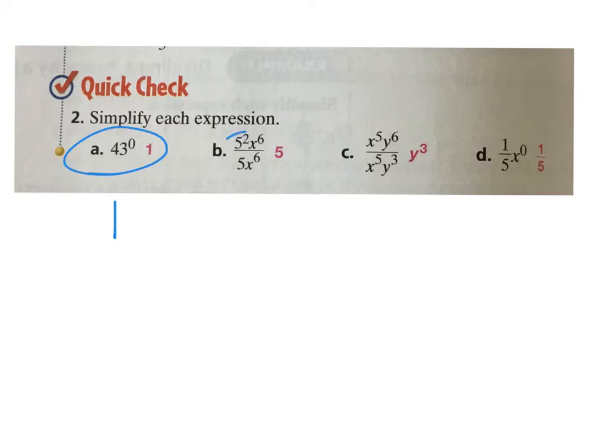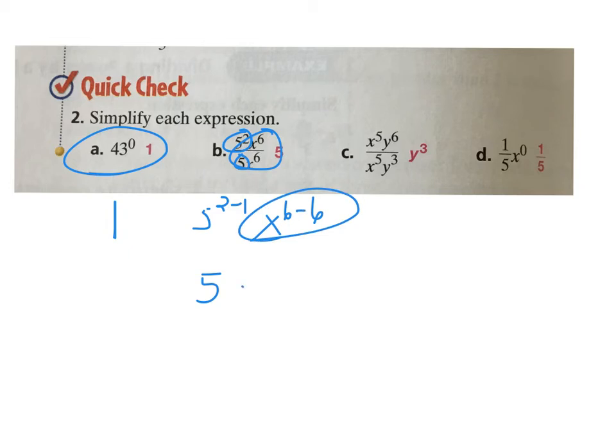These guys here, we have 5 squared over 5, so that's 5 to the 2 minus 1, and then x to the 6 minus 6. So 5 to the 2 minus 1 is 5 to the first power, which is 5. And 6 minus 6 is 0. So x to the 0 power is really the number 1. So it's 5 times 1, which is just plain old 5.